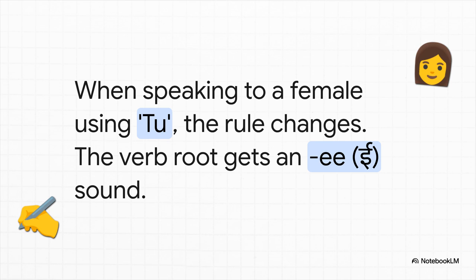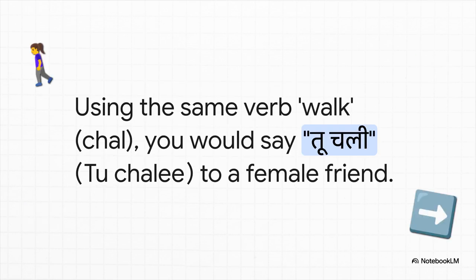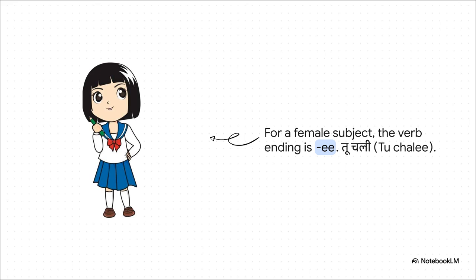Well, the rule just changes a little bit. Instead of adding that ah sound, you're going to use an e sound at the end of the verb root. So let's stick with our walk example with the root chal. If you were talking to your friend Anna, you'd say tu chali. You see that switch? Chala for a guy, chali for a girl. The only thing that changed was the gender. And here we see Anna, tu chali. It really drives the point home, right? The gender of the person you're speaking to is absolutely key here.